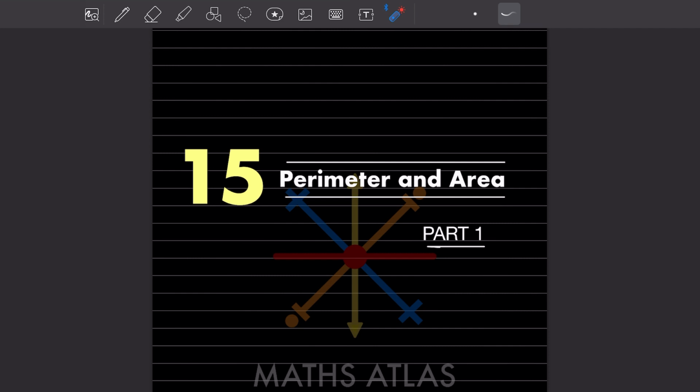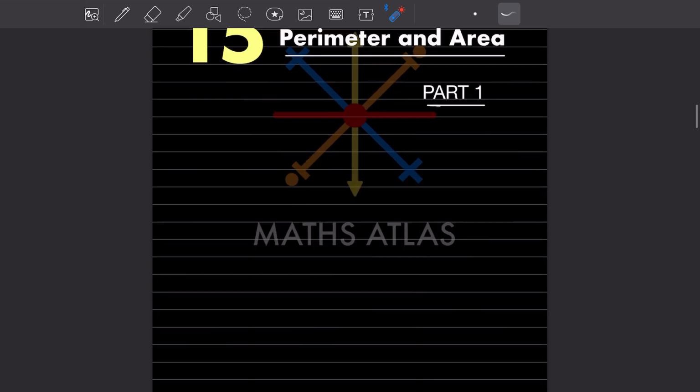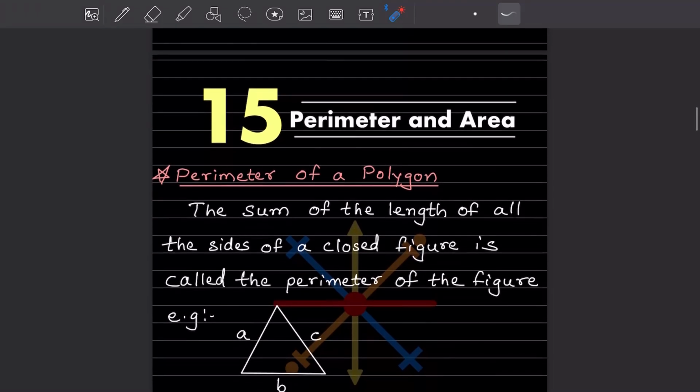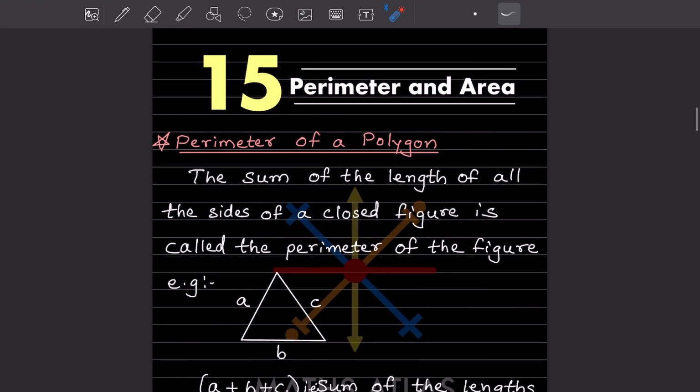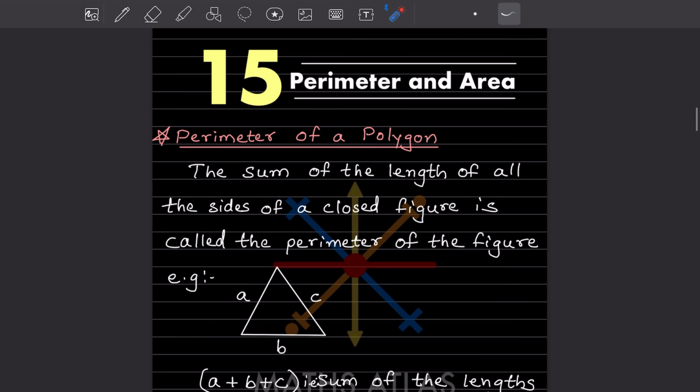So this is the first part of a new chapter called perimeter and area. Before starting directly with the exercise, let us see some points over here. What do you have in this chapter? Here we'll take the normal polygon. So, the perimeter of a polygon.